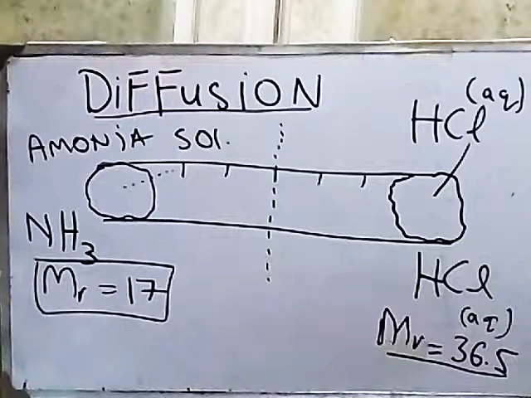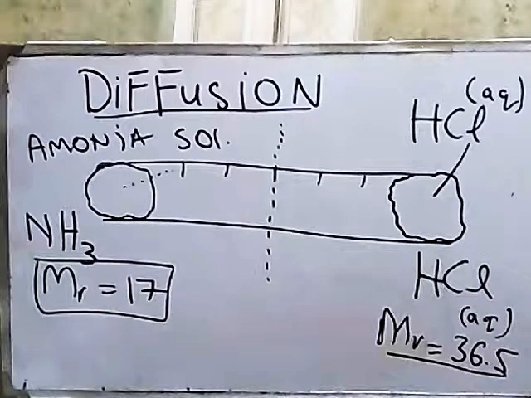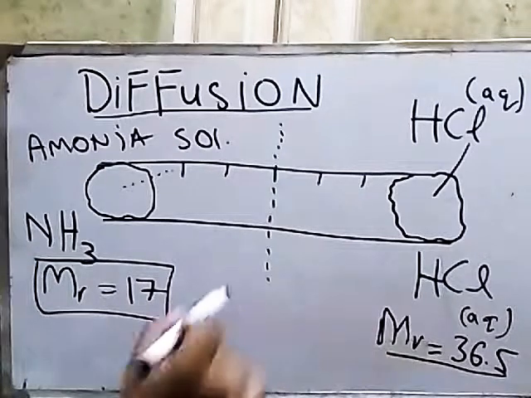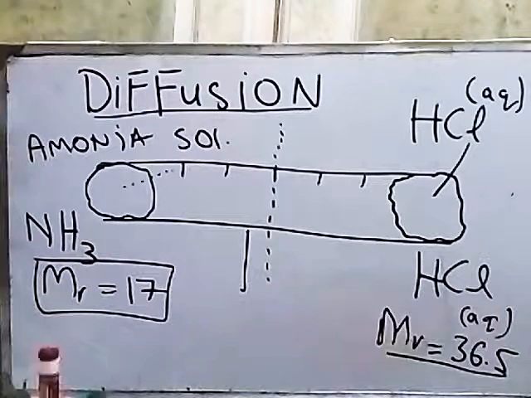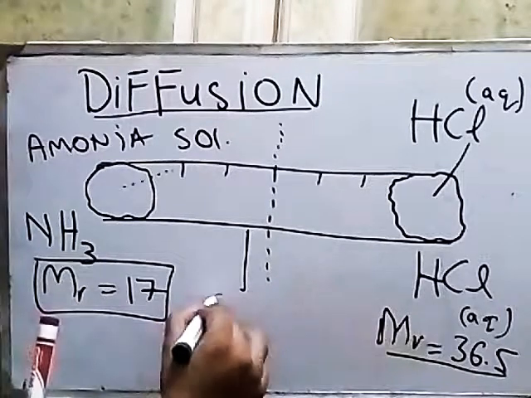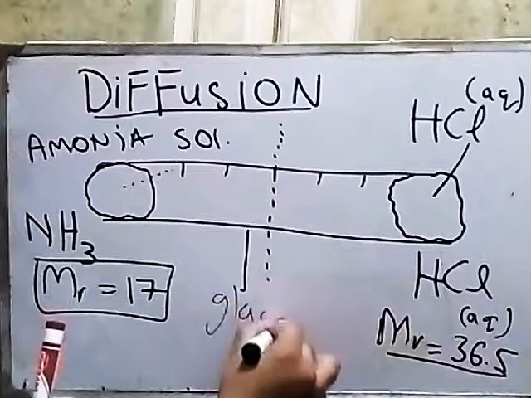Now here, if you look at another example of diffusion, we have a glass tube. Now this glass tube has two ends.